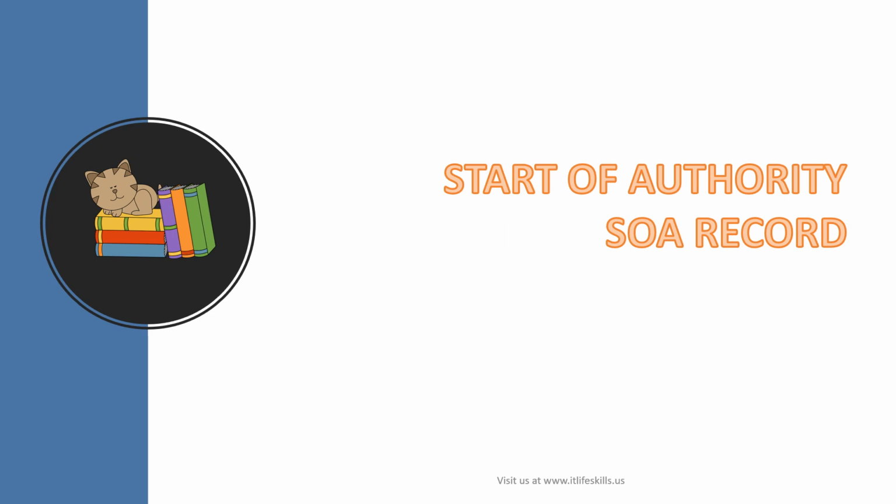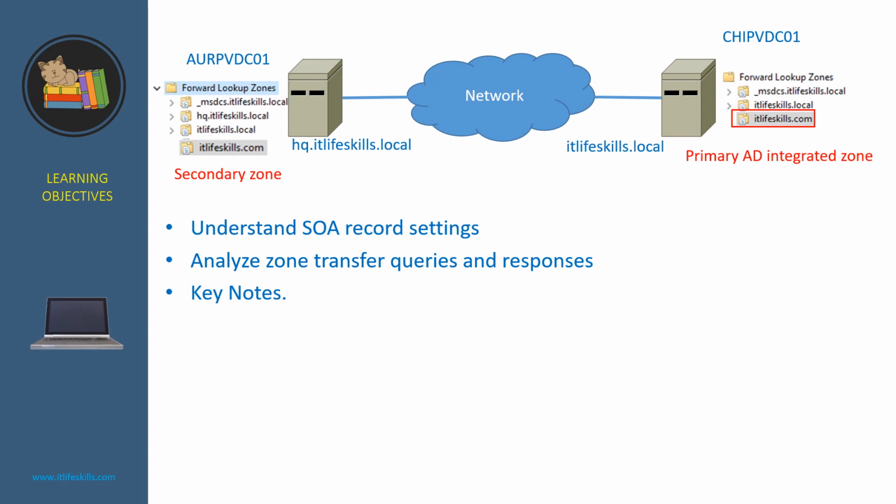In this lesson, we will learn about Start of Authority, or SOA Record. As you may know, the SOA Record of a zone is created by primary zone DNS servers to control secondary DNS servers on how to update the zone.